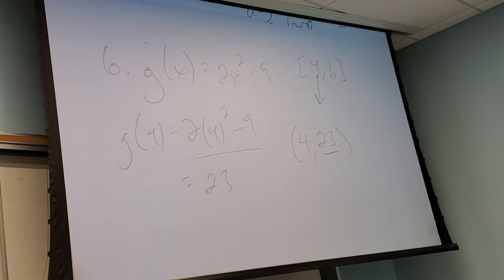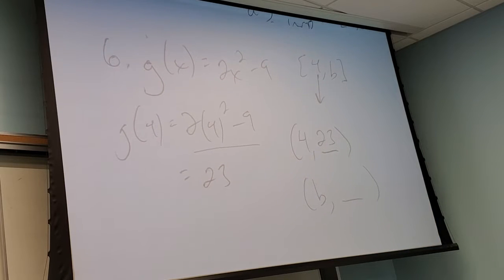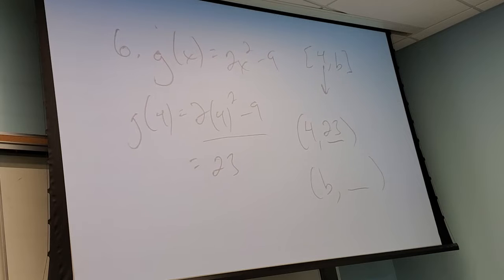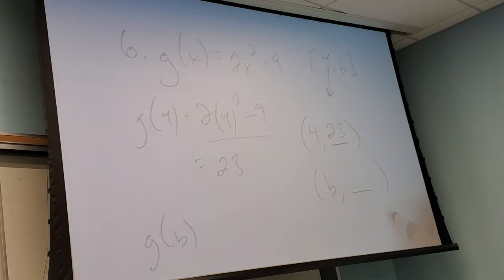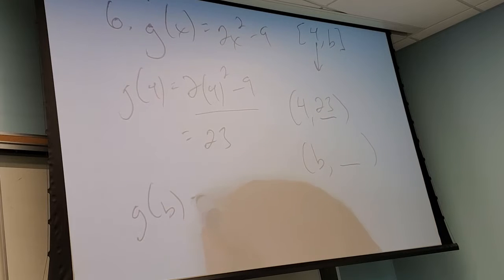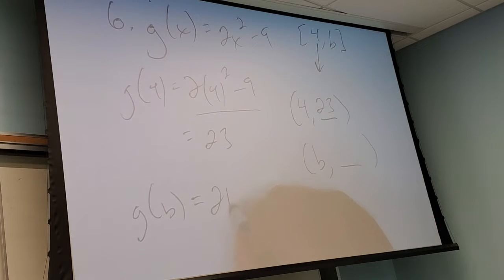What's the other input? The other end of the interval? b. Now, if you're freaked out about that, I'm sorry. You shouldn't be. Who cares? It's just a b. So what's g of b? I got to figure out what that point is. What's g of b? 2b squared minus 9.